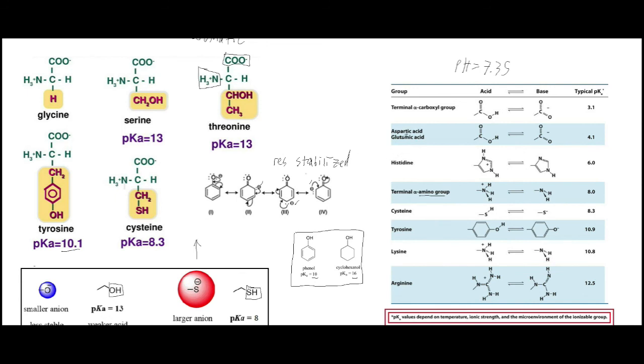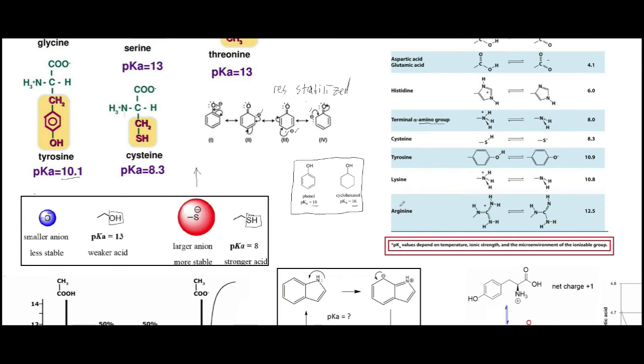And then, once again, we have aspartic and glutamic acid, which have the carboxylic acid on them. The histidine we talked about above has a pKa around 6. The cysteine is around 8.3. The tyrosine is at 10.9, and this is at 10.1. So that's a good place to go.